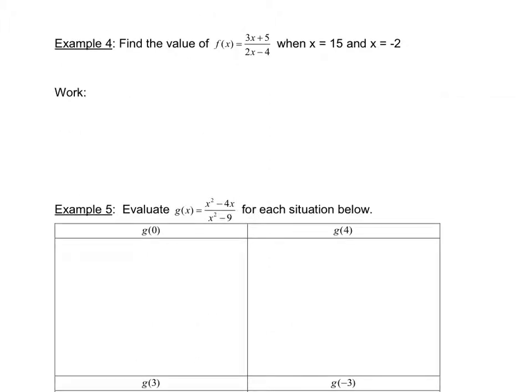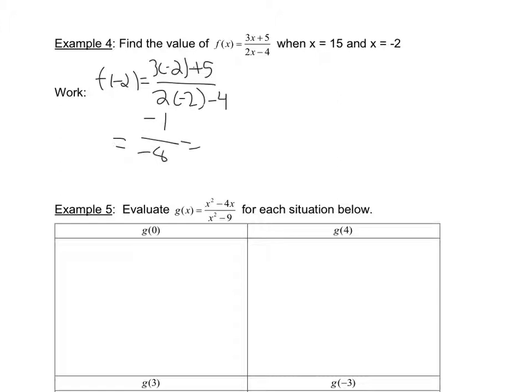Now it says, so we got over domain. Now it says find the value of f of x when x is 15, negative 2. So all that means is plug in negative 2, and then calculate it. So you get negative 6 plus 5, negative 1. Negative 4 minus 4, negative 8. So it's 1/8.